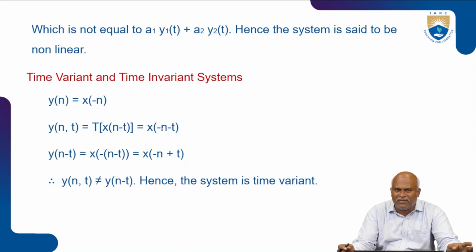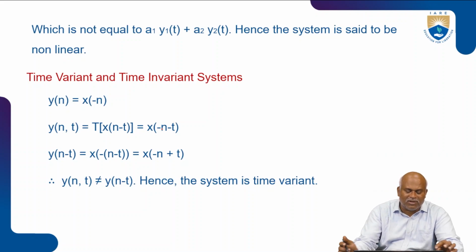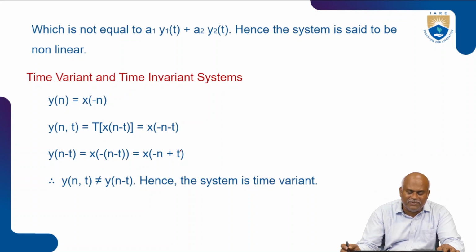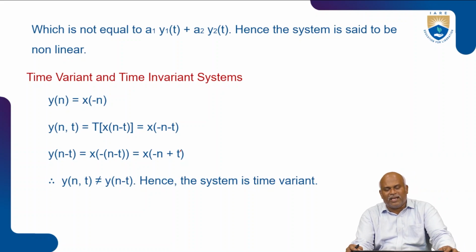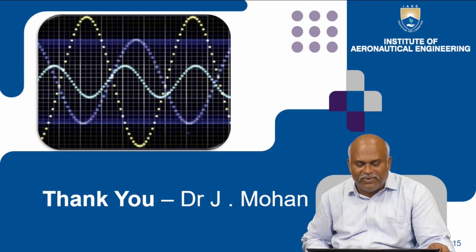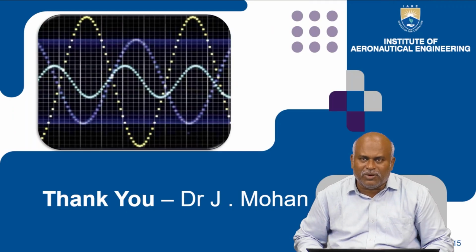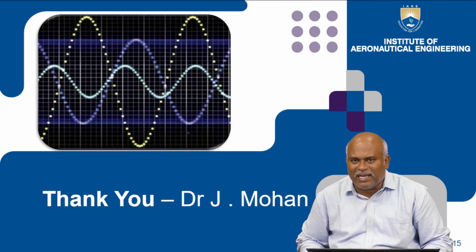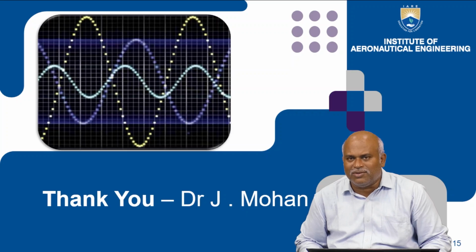As shifting of the test output signal in time, y of n minus t is equal to x of minus n minus t, which is equal to x of minus n plus t. Hence, y of n comma t is not equal to y of n minus t. Hence, the system is a time variant system. Up to this much, I am going to stop the examples as well as the signal analysis conditions with relation between the two signals.